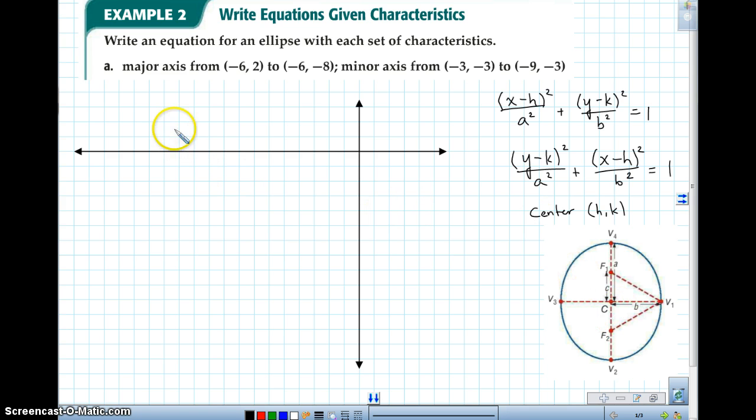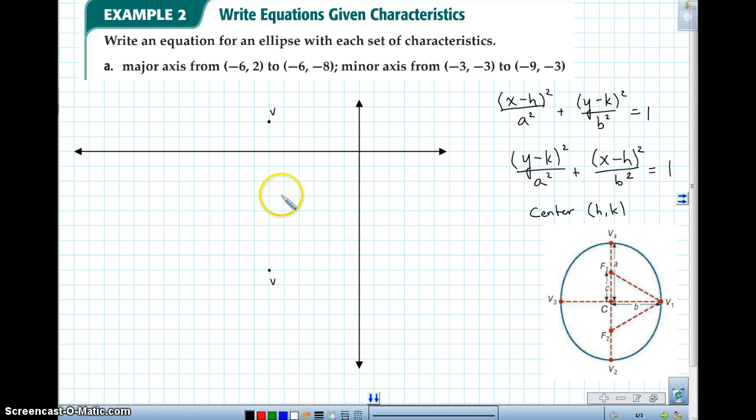For a here, they describe the major axis as going from one point to another. So we're going to plot these two points, negative 6, 2 and negative 6, negative 8. Negative 6, 2 would be right here. Negative 6, negative 8: 1, 2, 3, 4, 5, 6, 7, 8. Just by knowing that these are our major vertices, we'll label those with V's, we should be able to find the center of our ellipse.